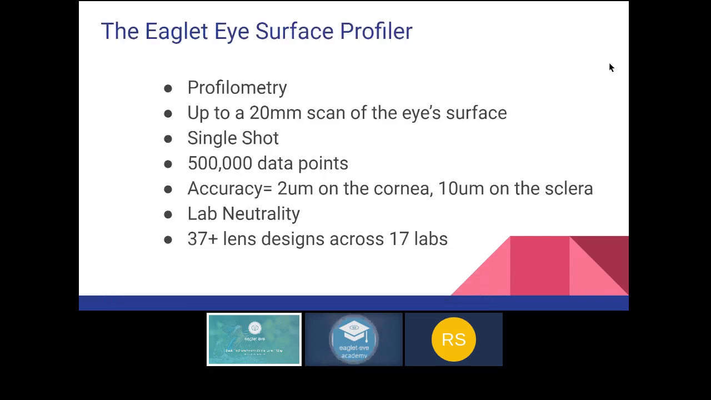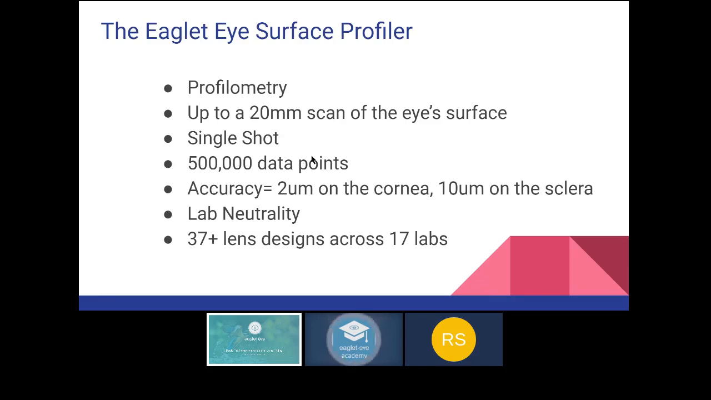So the Eaglet Eye in particular, what sets that apart? Well, the technology is based on profilometry, which is different than a traditional corneal topographer. It's based on reflected light. We can get into that with Renier if you want. The accuracy and the diameter of the image, you can take an image up to 20 millimeters in diameter of the eye surface with our unit, which is more than enough for the average scleral lens at 16 or 17 millimeters in the US. We rely on a single shot, in other words, one image.